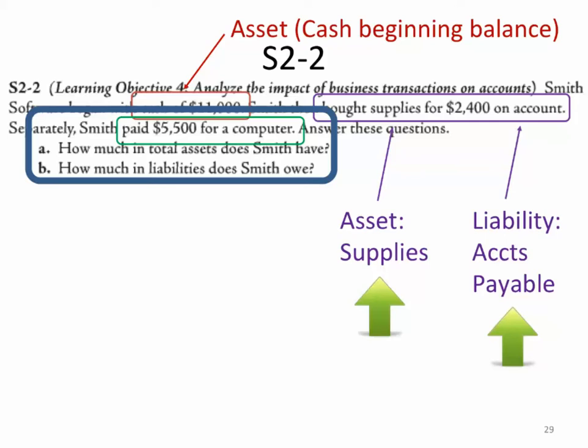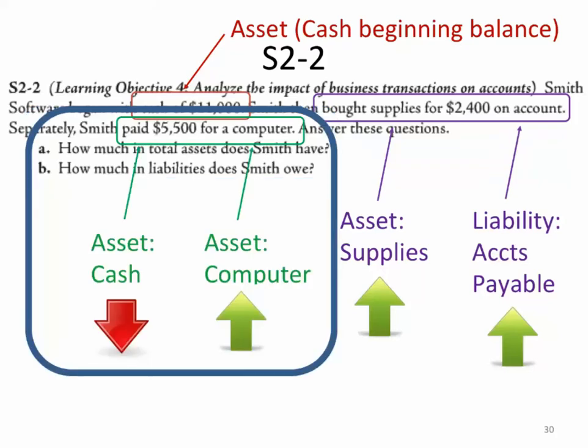Now every transaction has two sides. What other account would be impacted by this last thing, paying $5,500 for a computer? Equipment, yes. And equipment is what type of account? Asset, yes. And is it increasing or decreasing? Increasing. So cash went down by $5,500, and that's an asset, and the assets went up by $5,500. I just called it computer. It could be equipment. It's something in that family.